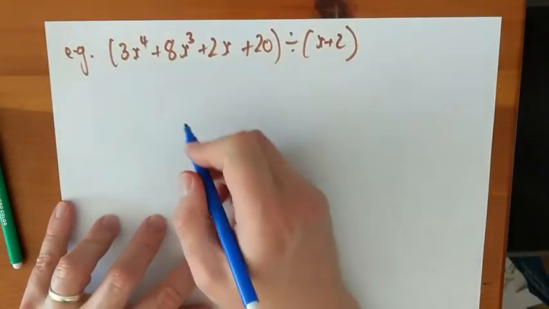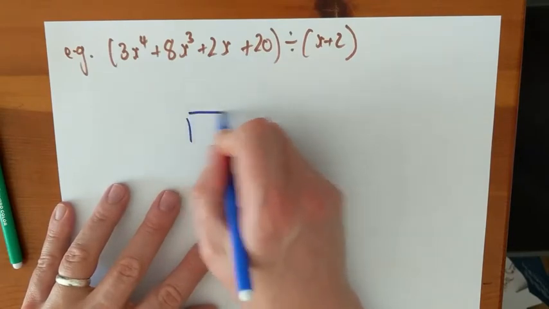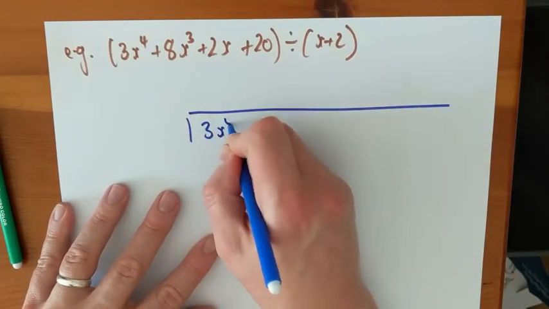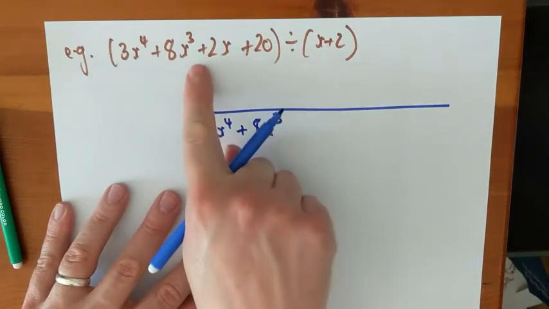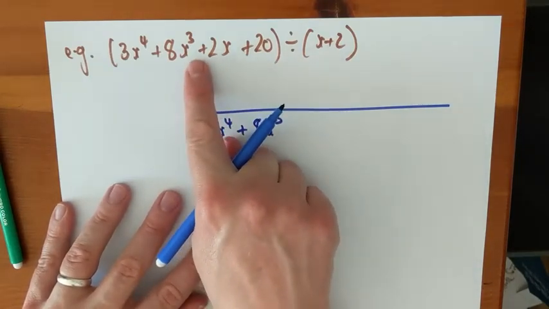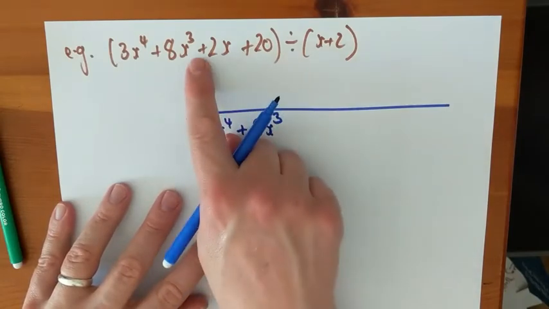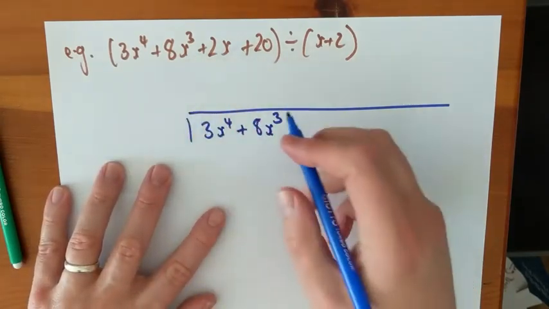Now this time I'm putting this underneath my symbols here. So 3x to the power of 4 plus 8x cubed. Now normally you would expect an 8x squared term here. There is no x squared term here. But when you're dividing, you have to include that, even though it's not included in your question.